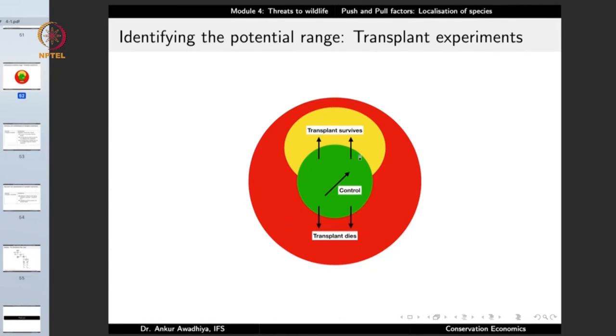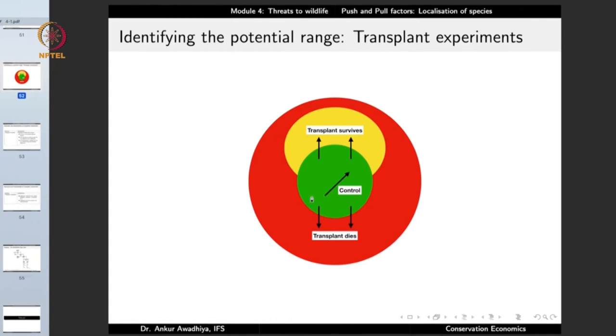And there is also a control experiment. Now, if you take organisms from this green zone into the yellow zone and the organisms are able to survive, it would tell us that there is nothing wrong with this area. Everything is fine. It's just that the organisms have not reached this area, probably because they have not been able to disperse to that area. So it will take a bit more time, such as our example of rats moving between the two islands.